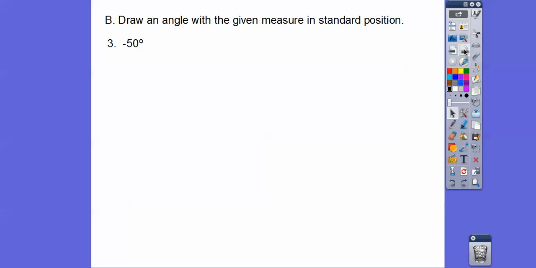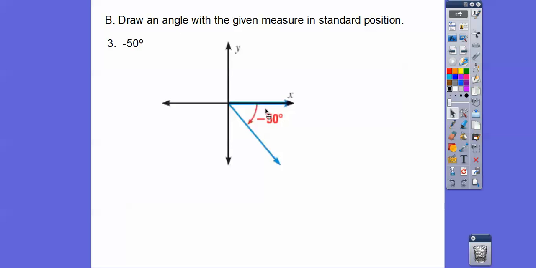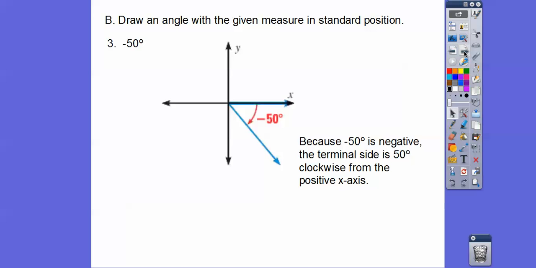Now negative 50. That means we're going to go clockwise. So there's a negative 50 degree angle. And we want to know how far that is off the x-axis. It's 50 degrees off the x-axis. Negative just means we're going to open clockwise like that.